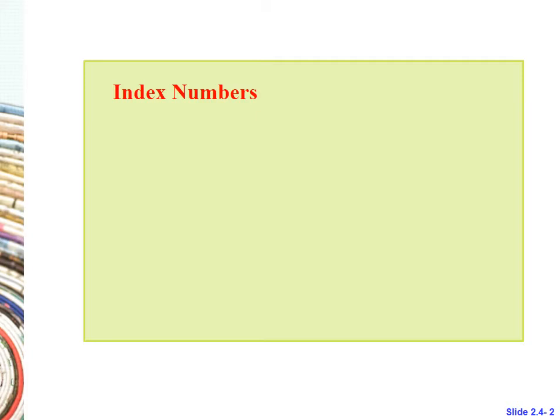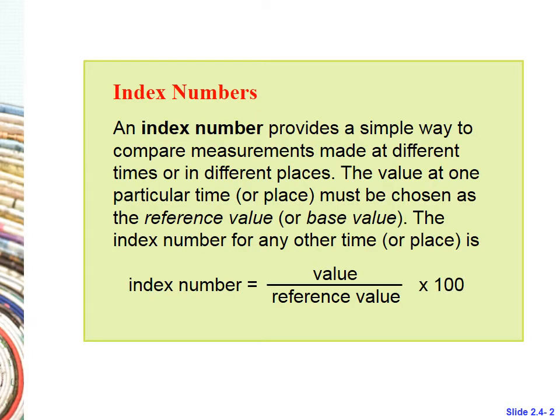First, what is an index number? An index number provides a nice simple way to compare measurements made at different times or places. We're going to do this by forming a ratio or a fraction of the value at one particular time as compared to the base or reference value. So to find the index number, you'll take the value you're interested in and divide it by the reference value, and then we'll multiply by 100 to get a simple percent.